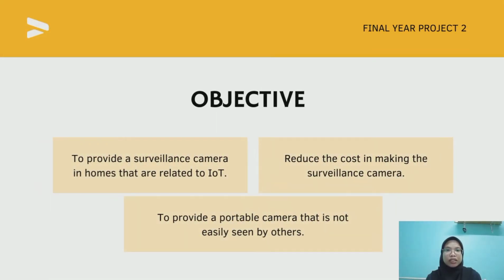There are three objectives for this project. Number one is to provide a surveillance camera in homes that is related to the Internet of Things. The second objective is to reduce the cost of making the surveillance camera. And lastly, the objective is to provide a portable camera that is not easily seen by others.